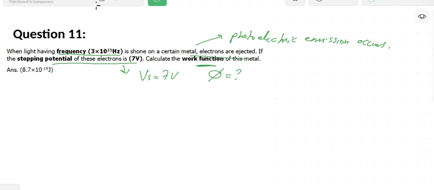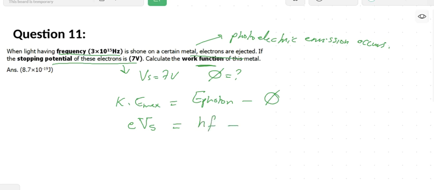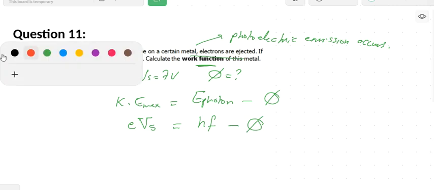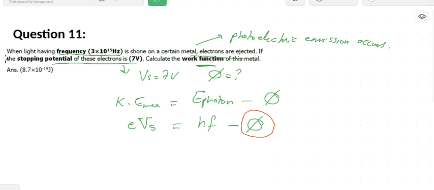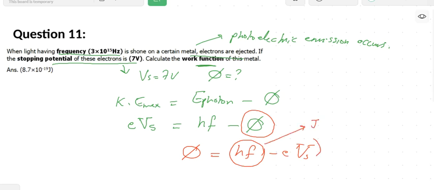So we start with Einstein's equation: kinetic energy maximum equals E photon minus the work function. This is the main formula. Now, instead of kinetic energy we can replace it with eV stopping. Every time we are working with V stopping, we can replace kinetic energy maximum by eV stopping. Instead of E photon, I use hf because he gave me the frequency, and we're looking for the work function, so I make the work function the subject. The formula becomes work function equals hf minus eV stopping. Don't forget that this gives energy in joule, and eV stopping also gives joule if I use SI units. So the final answer will be in joule.